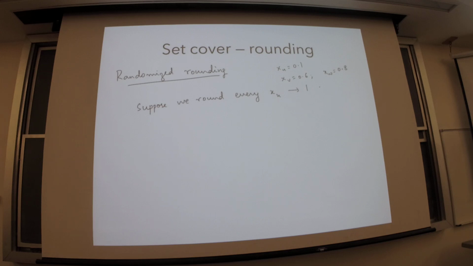So it's like instead of deterministically saying that if you're above a half, I will round you to 1, you just say, depending on your value, if you're pretty close to 1, I will round you up to 1 with higher probability. Otherwise, I will round you up with smaller probability. So it's a very intuitively clean procedure, right? This is what you would try to do if you have to do something randomized. So this is what we do. Suppose we round every xu to 1 with probability equal to xu.